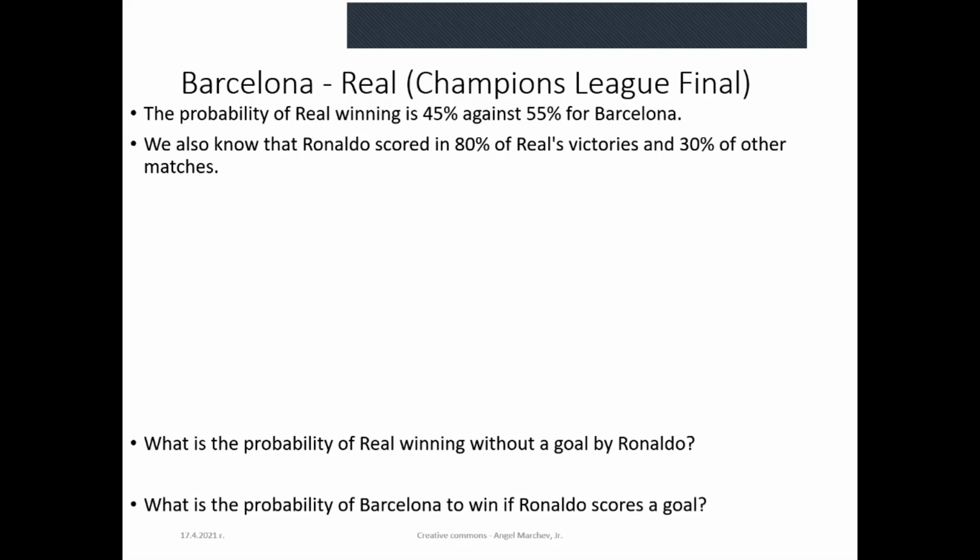Right. So here are the probabilities as estimated before we know anything else. These are the so-called prior probabilities. Real winning 45% of the time, Barcelona winning 55% of the time. And we also know that Ronaldo, let's suppose that he still plays for Real Madrid. He has not been playing for Real Madrid for quite some time now, but anyways.